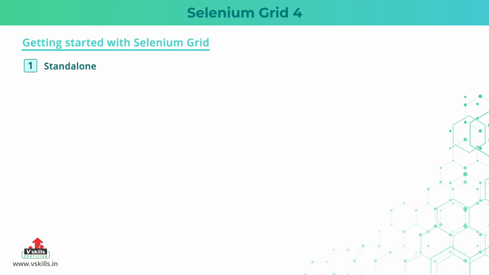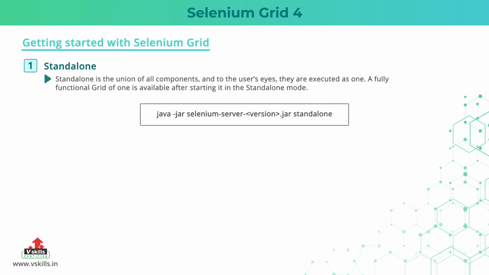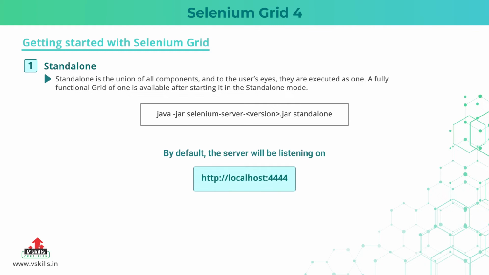1. Standalone. Standalone is the union of all components, and to the user's eyes, they are executed as one. A fully functional grid of one is available after starting it in the standalone mode. Standalone is also the easiest mode to spin up a Selenium Grid. By default, the server will be listening on HTTP localhost 4444, and that's the URL you should point your remote WebDriver tests. The server will detect the available drivers that it can use from the system path.